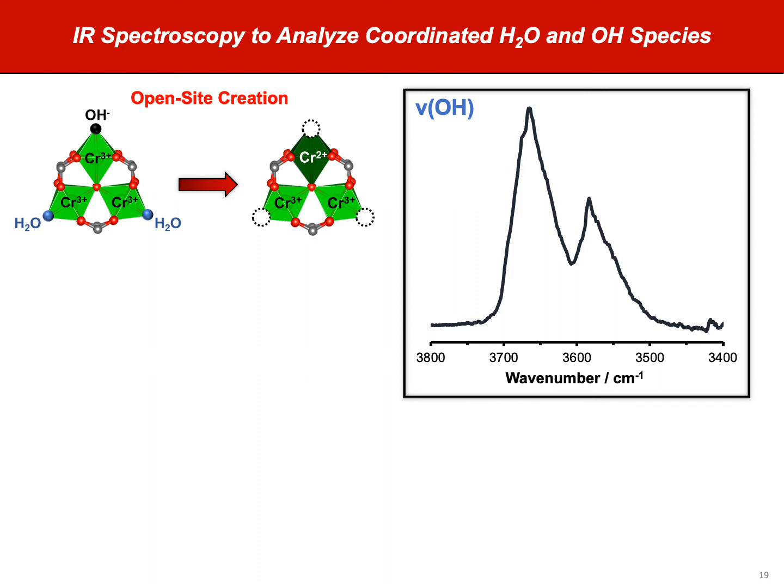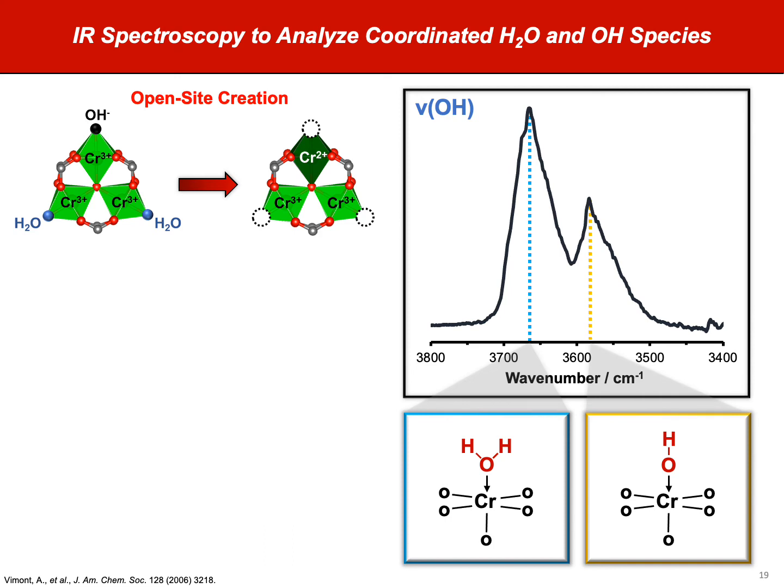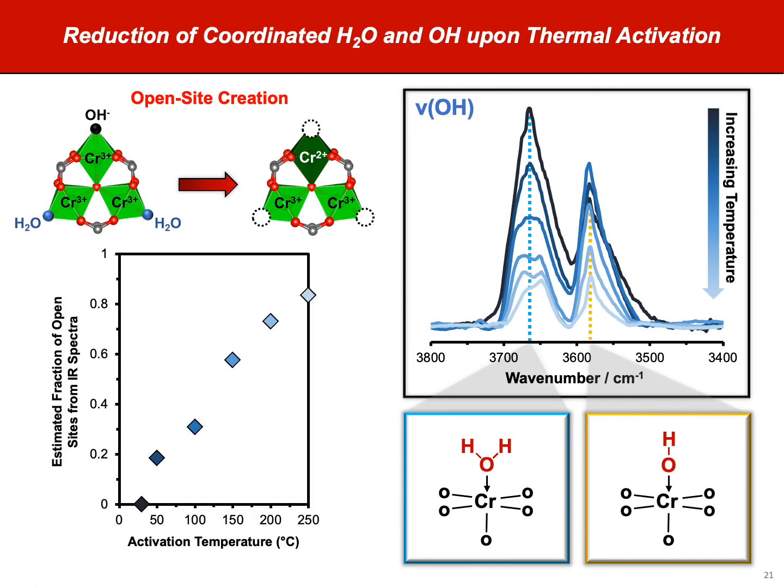The advantage of using a hydroxyl variant of MIL-100 becomes immediately clear once we look at the infrared spectroscopy data in the region that corresponds to the hydroxyl vibrations. So I see two separate peaks here, the one at higher wave numbers corresponding to water coordinated to chromium, and the one at lower wave numbers which corresponds to hydroxyls coordinated to chromium. When I increase the temperature, I observe a systematic decrease in both these peak areas with increasing temperature.